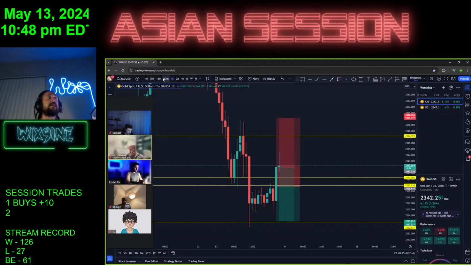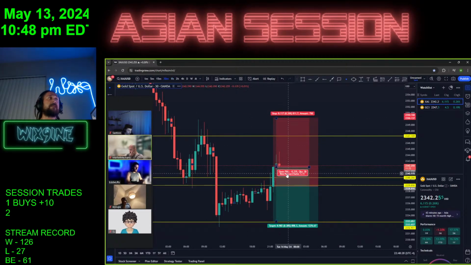10 minutes here. This isn't that great. You want the hourly to break the low because you want the next candle to tap the 2340 area, right? But like this, I don't know. The hourly's still bullish. We have 11 minutes, so.